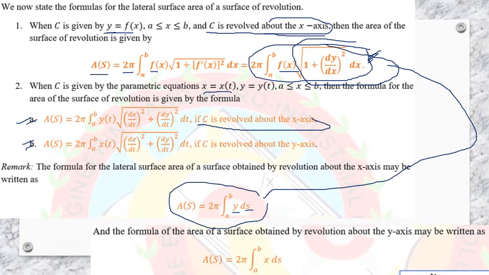And the formula for the area of a surface obtained by revolution about the y-axis naman may be written as A of S is equal to 2 pi times the integral of x ds. Okay. Kung revolve about the x-axis, yung function natin dito is y. Tapos, kung revolve about the y-axis naman, yung function natin dito is in terms of x. So, parehas pa rin na ds. Yung ds na yan yung length of the arc.